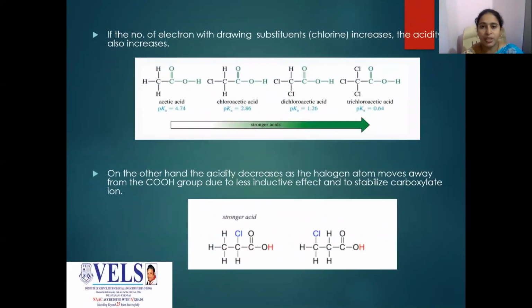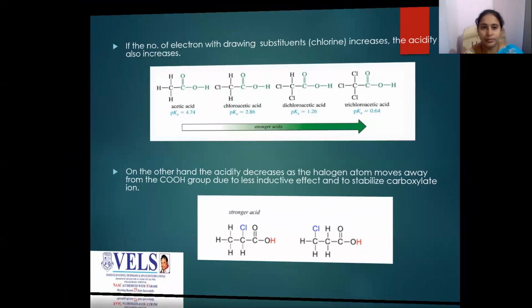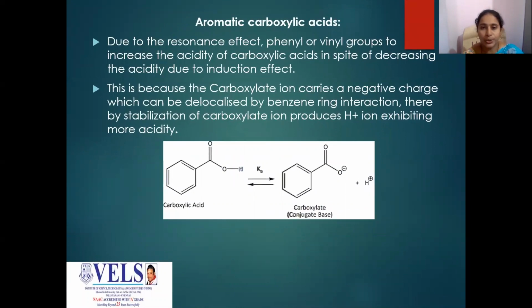If the number of electron withdrawing groups like chlorine increases, then acidity also increases. You can clearly see here that acetic acid is a weaker acid when compared to chloroacetic acid. And if instead of 1 chlorine, 2 or 3 chlorines are substituted within the same moiety, the pKa drastically decreases and acid strength increases. On the other hand, the acidity decreases as the halogen atom moves away from the COOH group due to less inductive effect to stabilize the carboxylate anion. In aromatic carboxylic acids, due to resonance effect, phenyl or vinyl groups increase the acidity of carboxylic acid in spite of decreasing the acidity due to induction effect. This is because the carboxylate anion carries a negative charge which can be delocalized by the benzene ring. Thereby, stabilization of carboxylate ion takes place and it can produce H plus ion more readily, increasing its acidity.